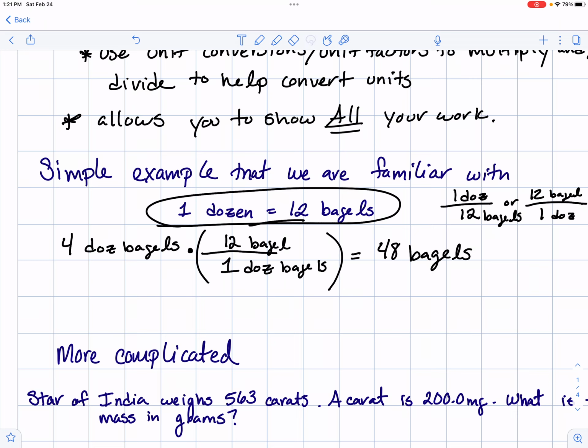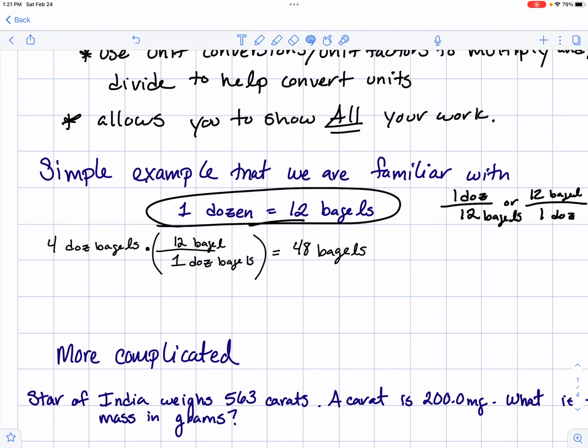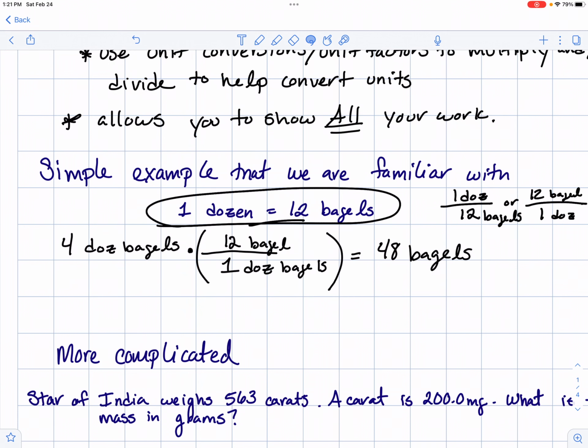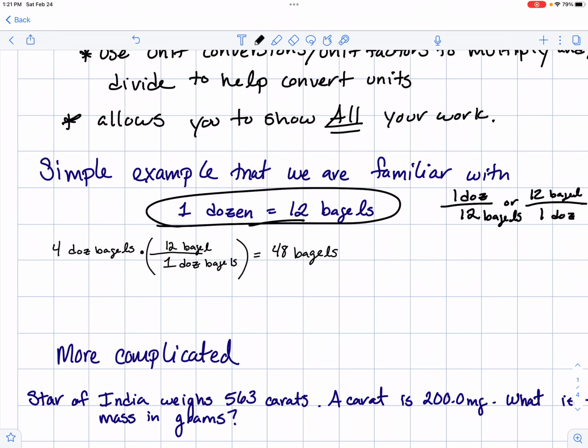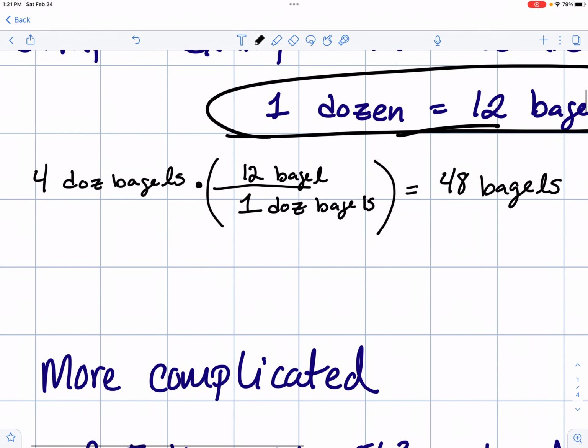Okay, so we're going to do that one more time, but sort of in the other direction. So let's say I give you a certain number of bagels, and then you have to figure out how many dozens that is. I'm going to keep the math simple here because we're going to make it a little bit trickier as we go on. So in this case, let's say I give you 36 actual bagels. And the question is, how many dozens of bagels do I have?